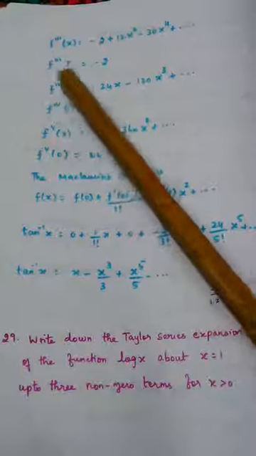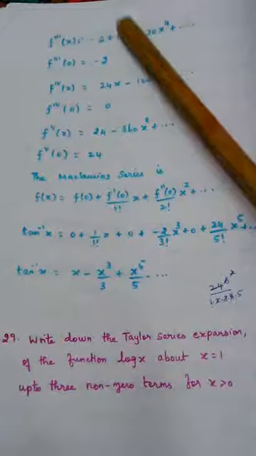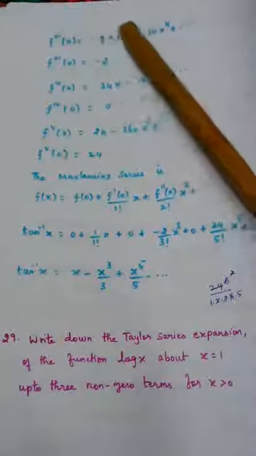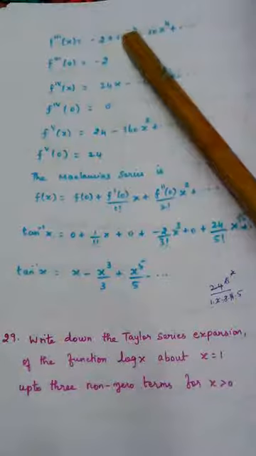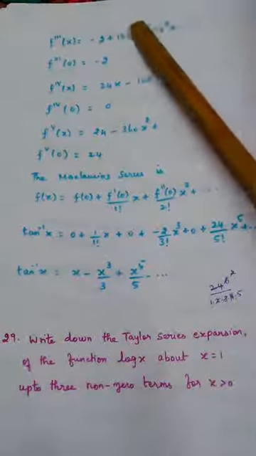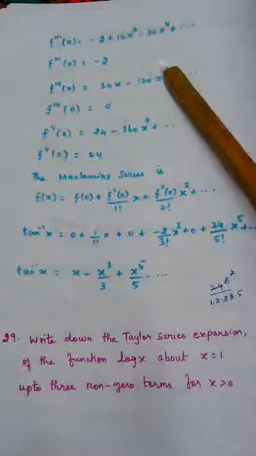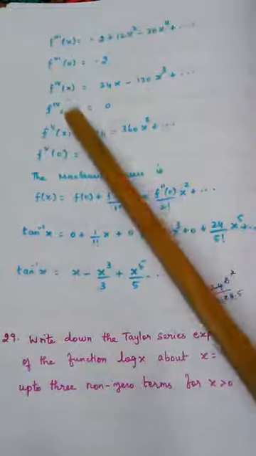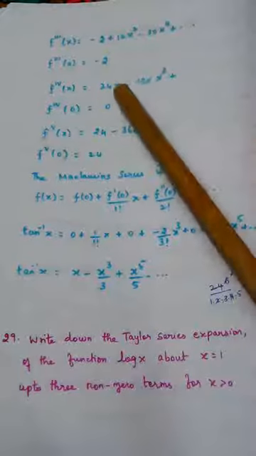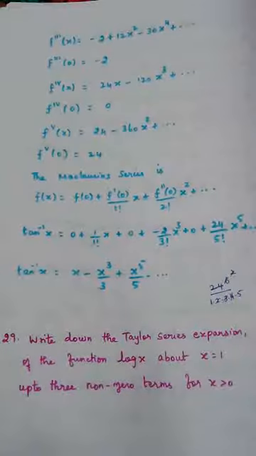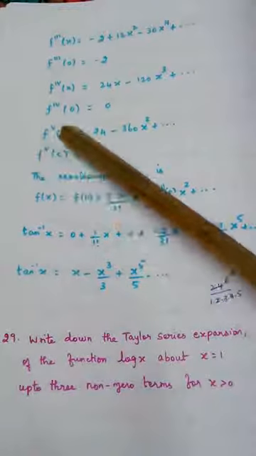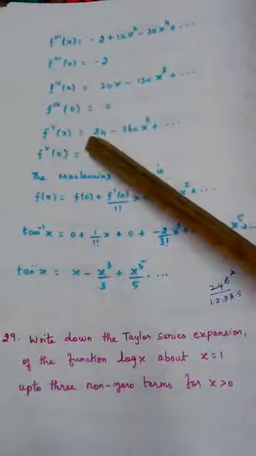f4 of x means fourth differentiation we are doing, which means we need to differentiate the third one. Minus 2 becomes 0. Here the power comes front: 24x power 1, then 4 into 30, 120x power 3 plus etc. Putting x as 0, everything will become 0 because x is present in each and every term. Totally it becomes 0. Again going for the fifth differentiation.